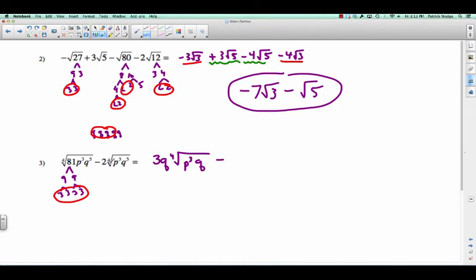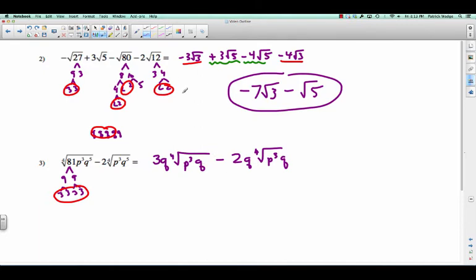Minus, okay, 2. P's, again, there's nothing you can do with the p's. Q's, oh, it's the same situation. You can take out 1 q, and you're going to be left with 1 q inside, and we have p cubed q like that. So we got 3q times the fourth root of p cubed q, take away 2q times the fourth root of p cubed q.